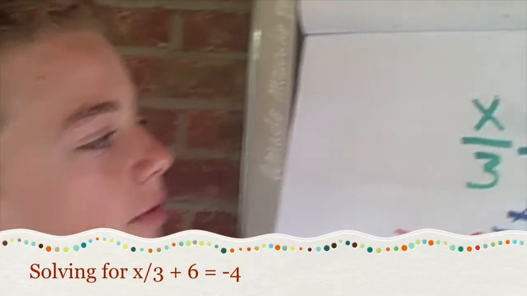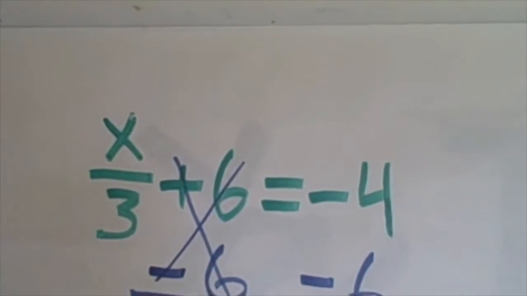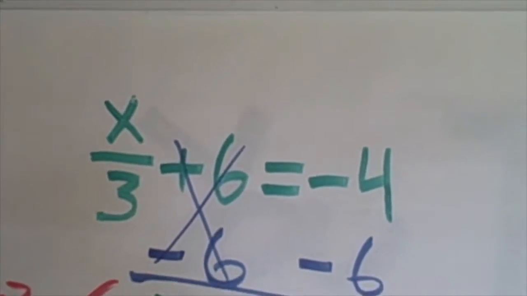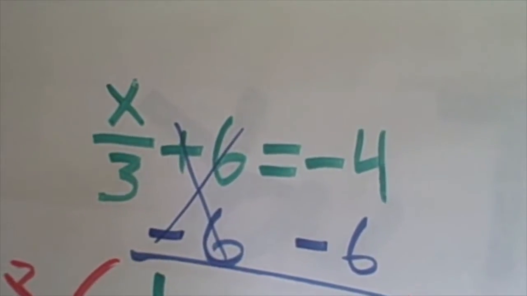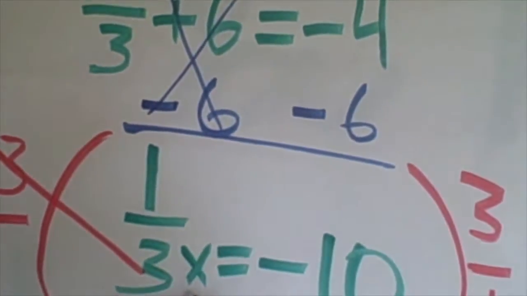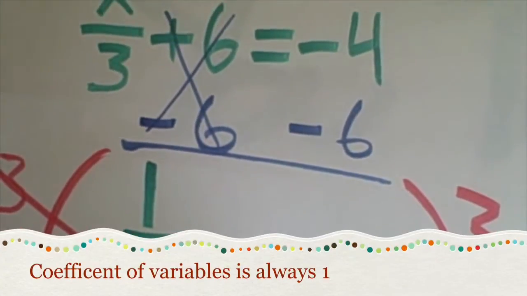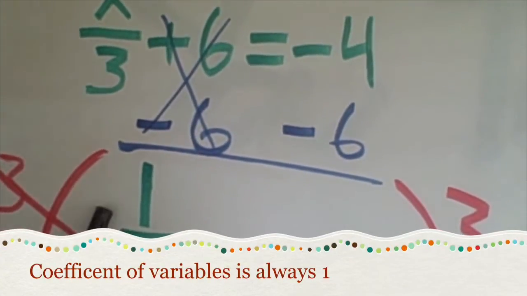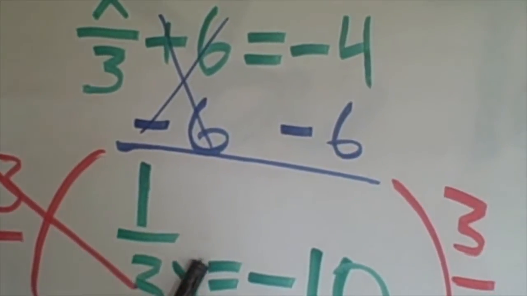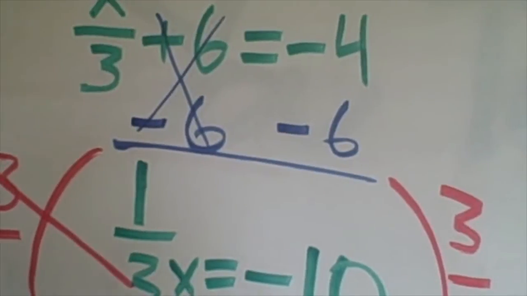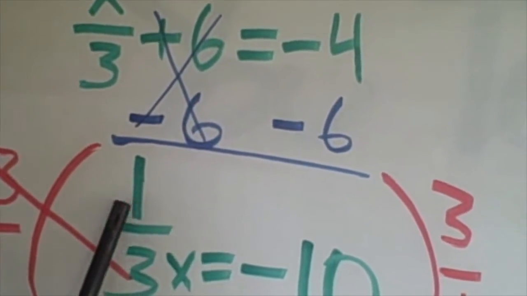Here's another example. X over 3 plus 6 is equal to negative 4. To isolate the variable, you would use the inverse operation for positive 6. So you subtract 6 from both sides, and that becomes 1/3 x equals negative 10. The reason why it's 1/3 x is because it's easier to do the problem because the coefficient of x is always 1. So you can just kick the x out in front of the problem to make it easier for yourself by adding the coefficient of x, which is always 1.